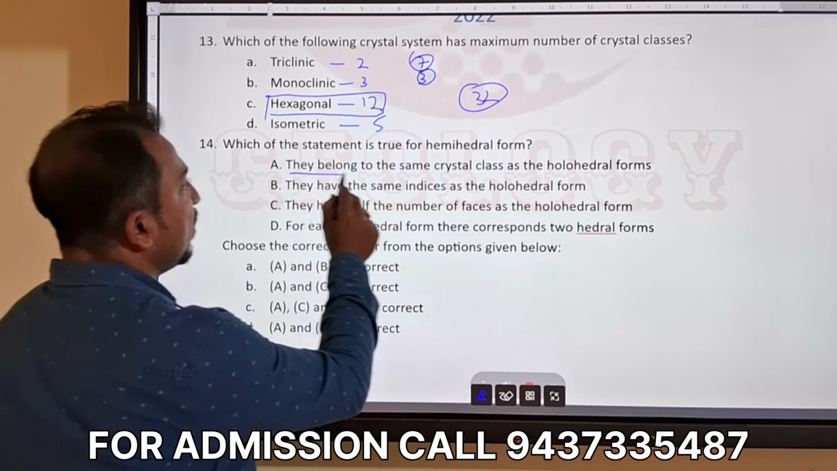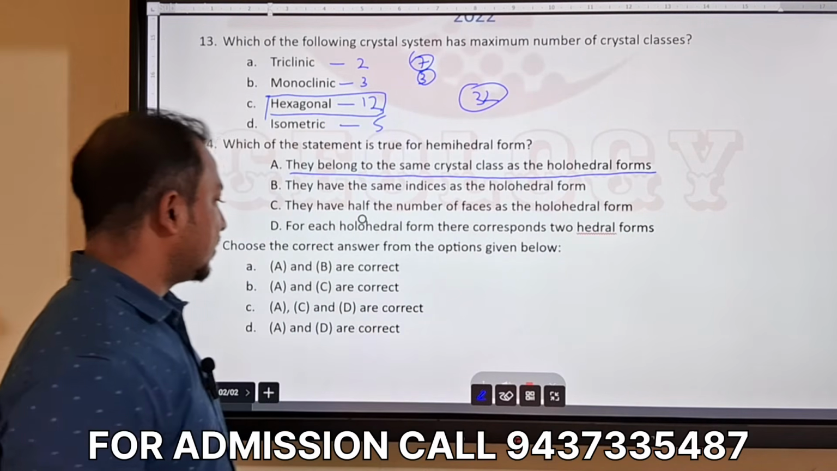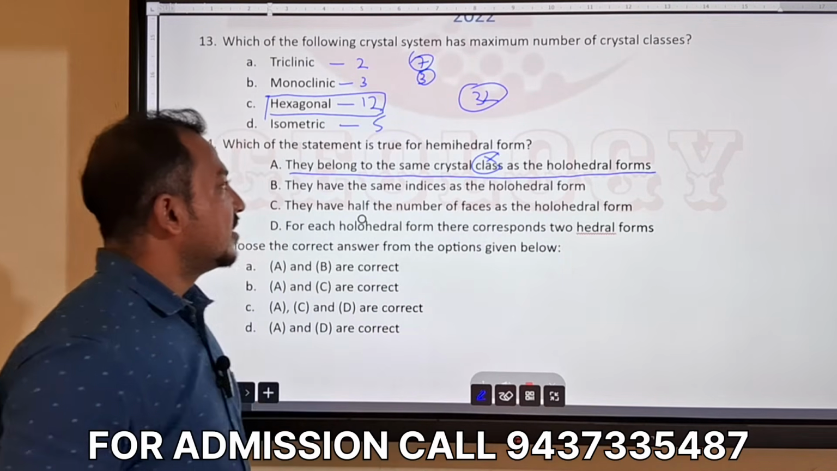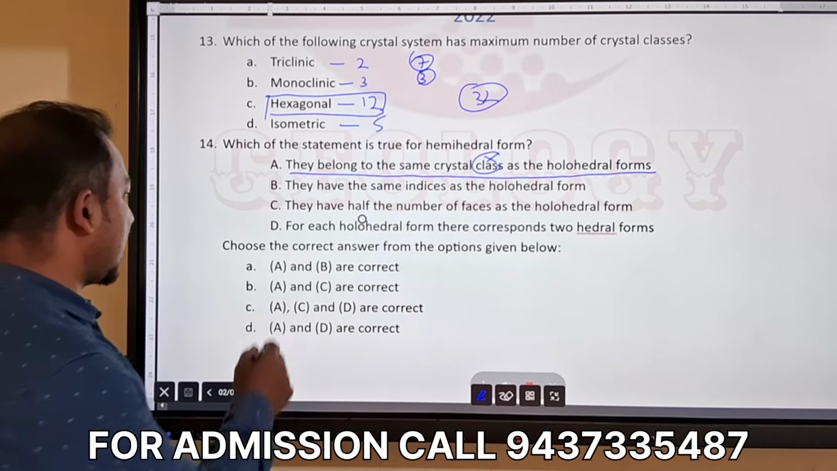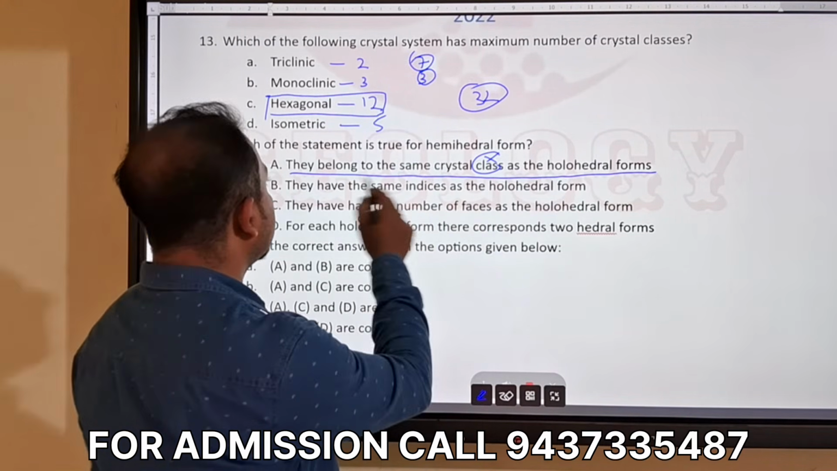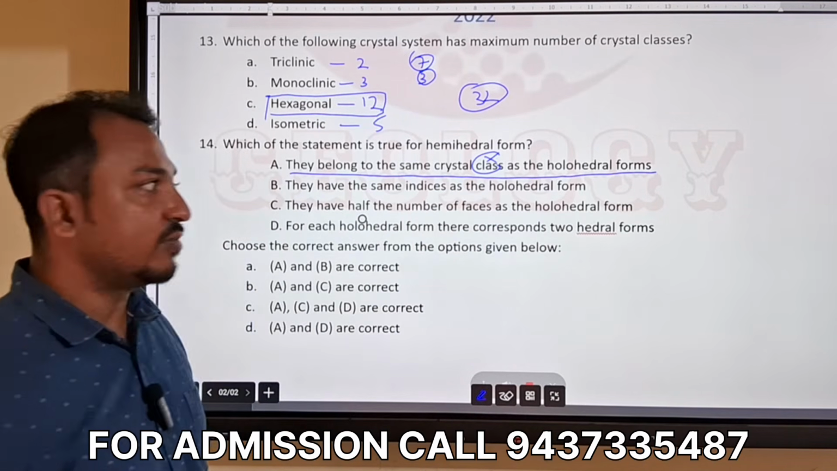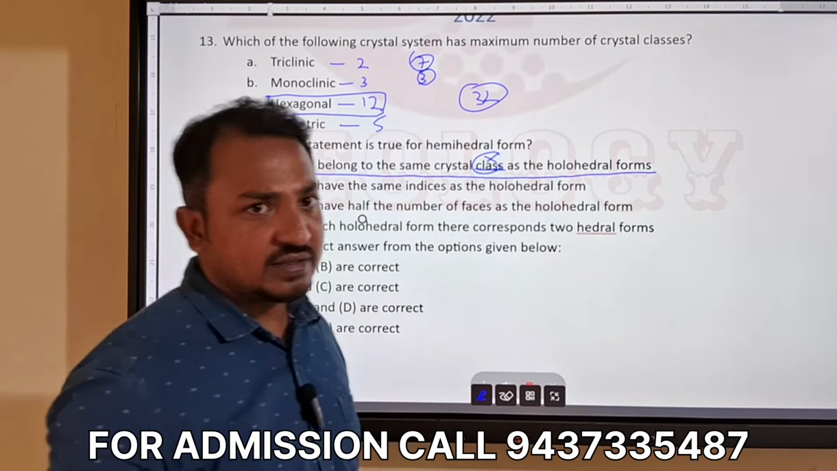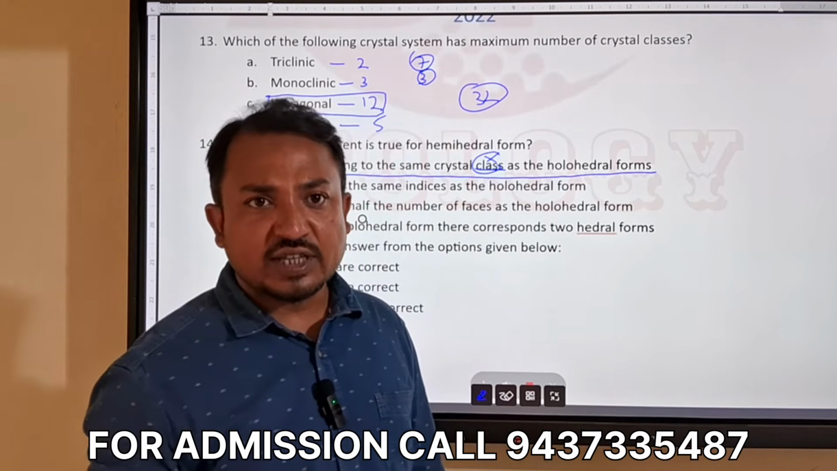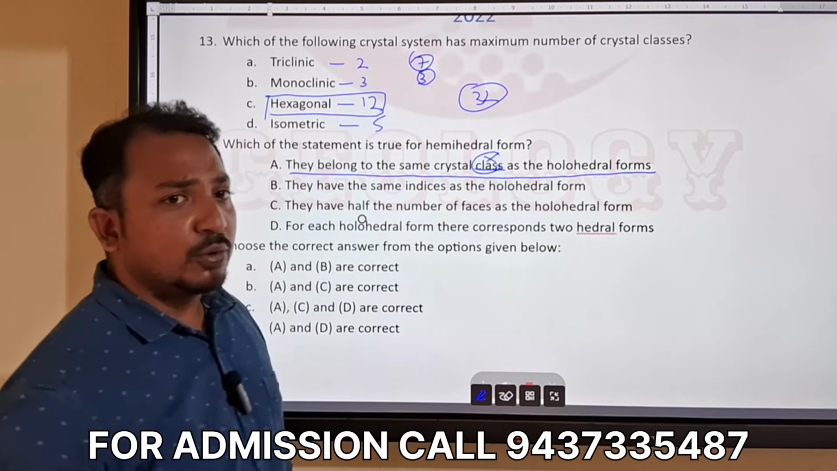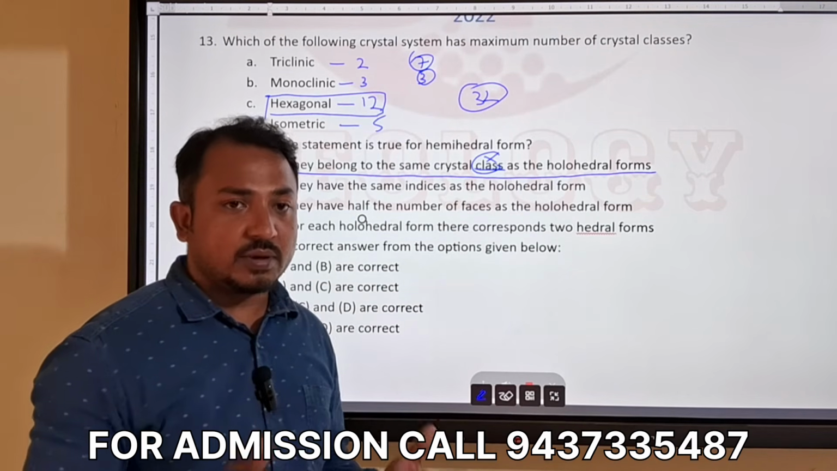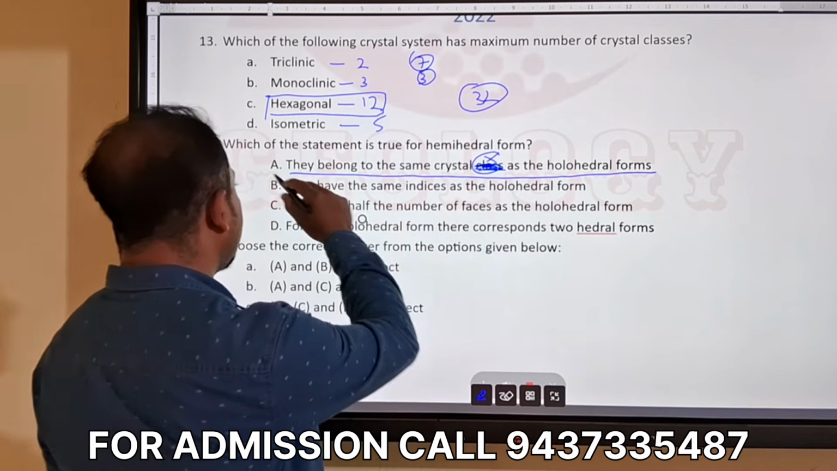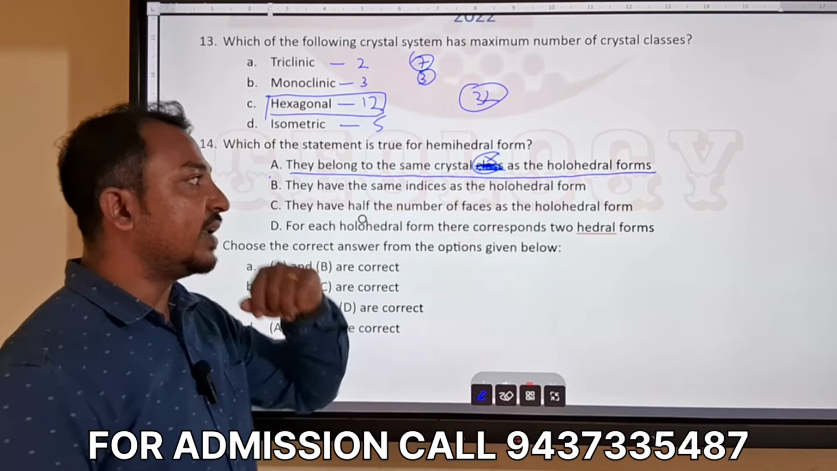So the first option says they belong to the same crystal class as the holohedral forms. They belong to the same crystal system actually. If you correct this, they belong to the same crystal system as the holohedral forms. They belong to the same crystal system, not class, because tetrahedron and octahedron are not the same class, nor are pyritohedron and tetrahexahedron. They belong to different classes, but they belong to the same crystal system. So let's take this as system, then it will be correct. Otherwise, if you write class, it will be incorrect.